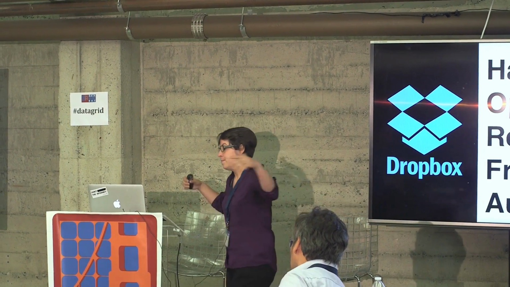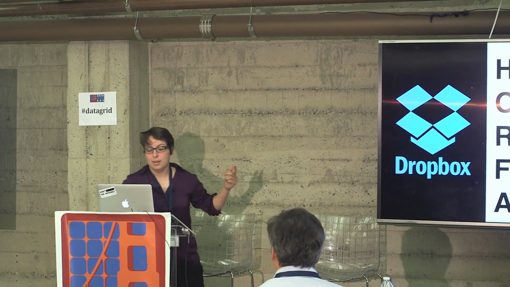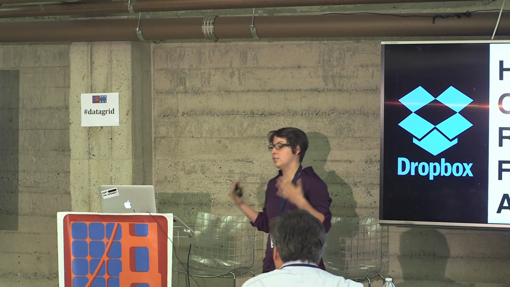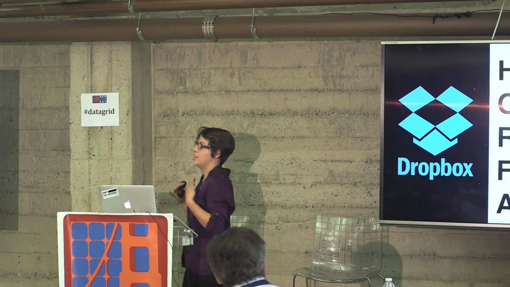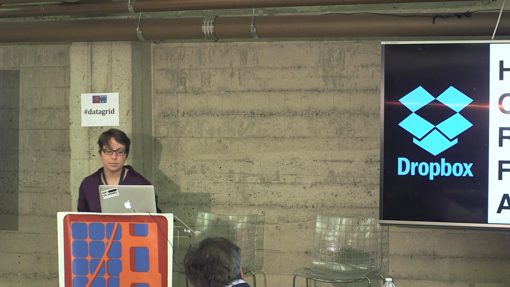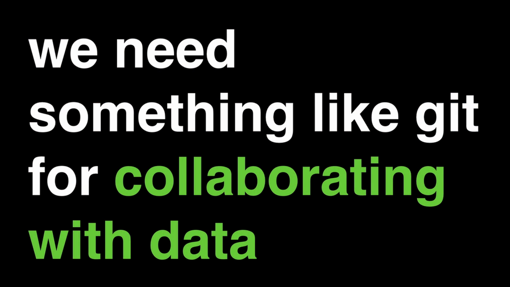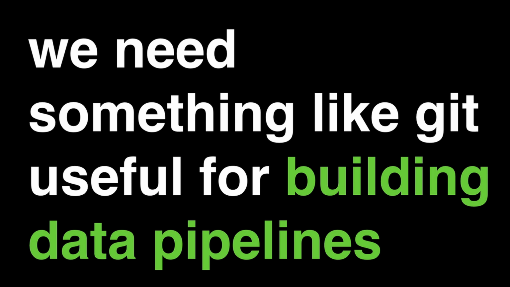Free? Is it free? No, it's clearly expensive. Auditable? This is another problem with it not having this historical feature where you can't actually see where the data has come from. And it's not open source. So we need something like Git that still has these properties of being hackable and auditable and historical, but we need that for collaborating with data and data sets. And we also need something that's useful for building data pipelines.